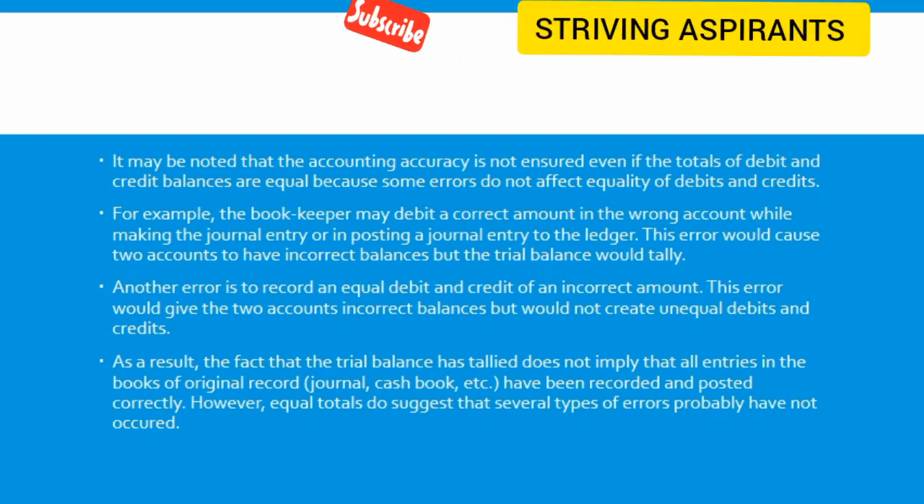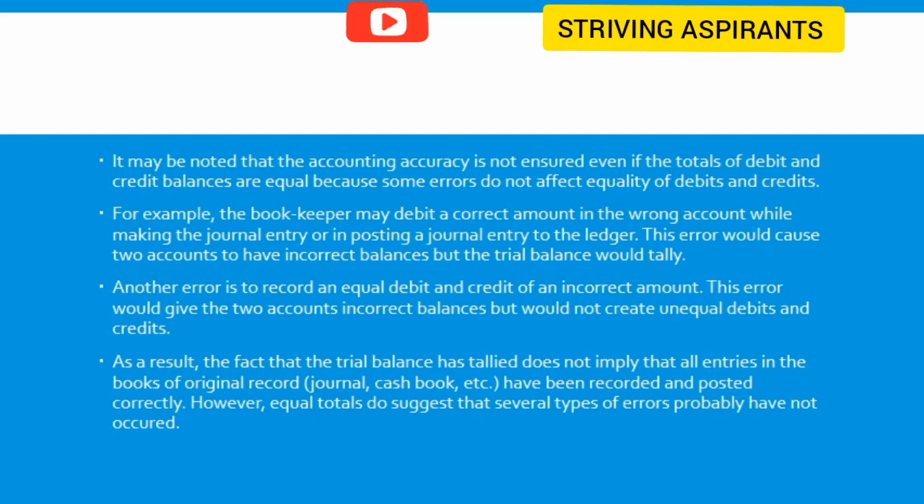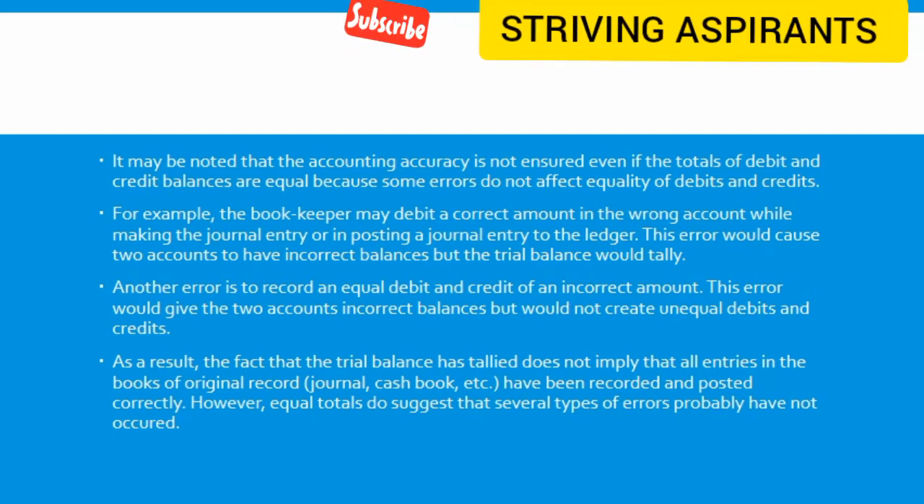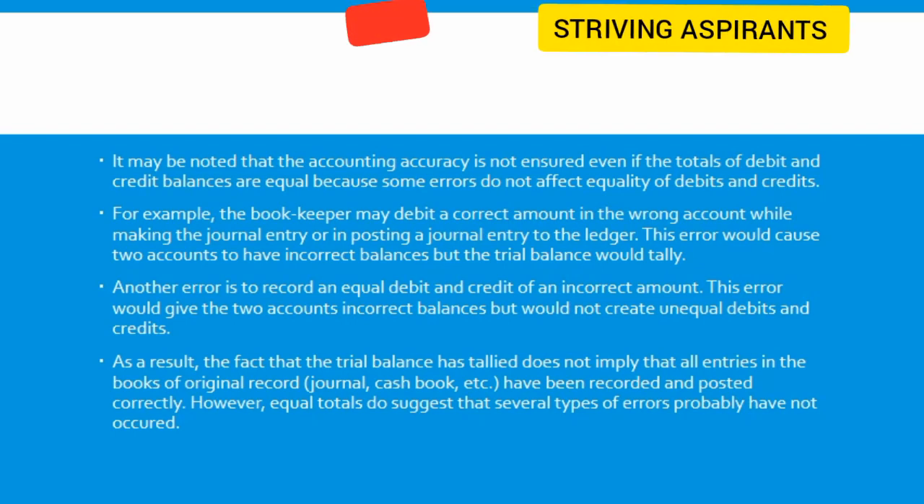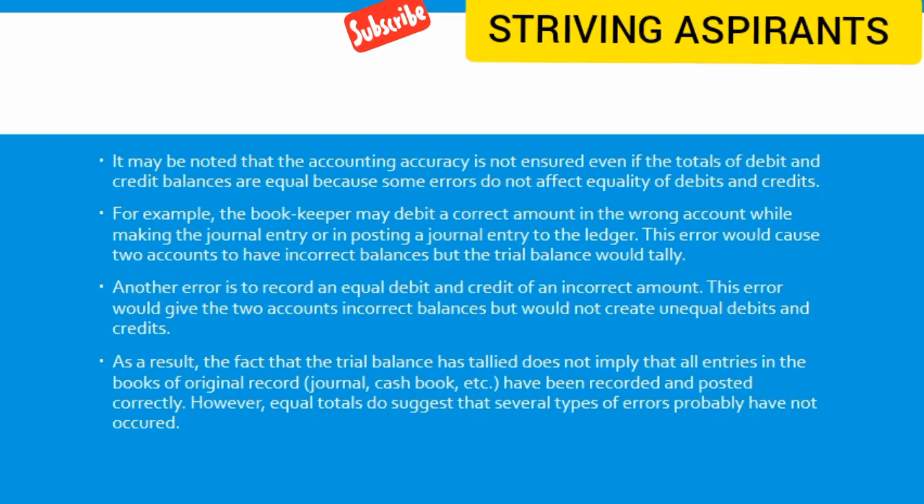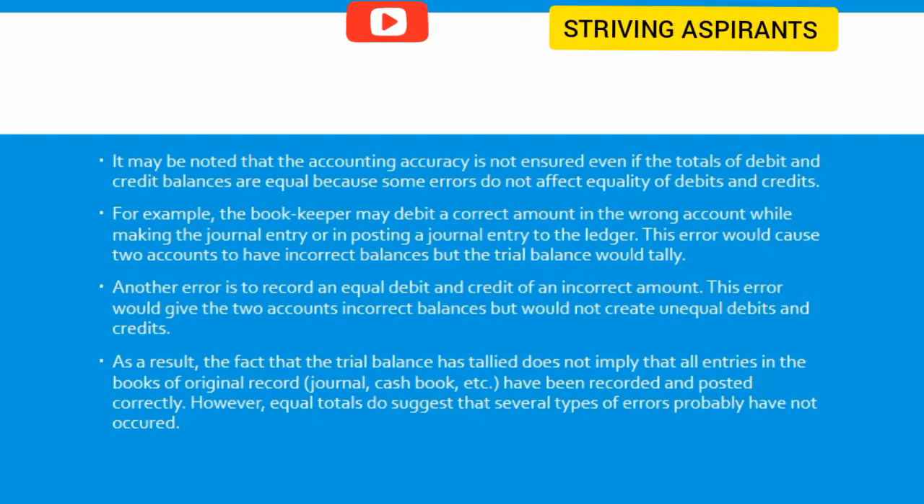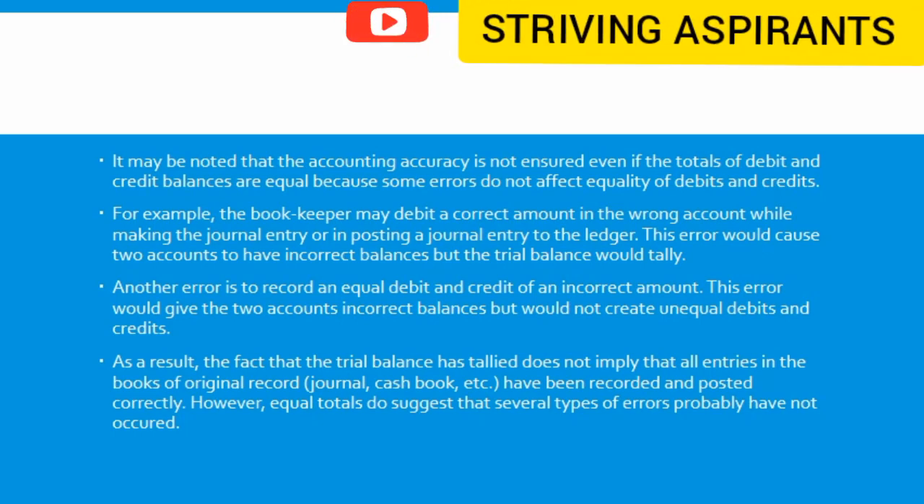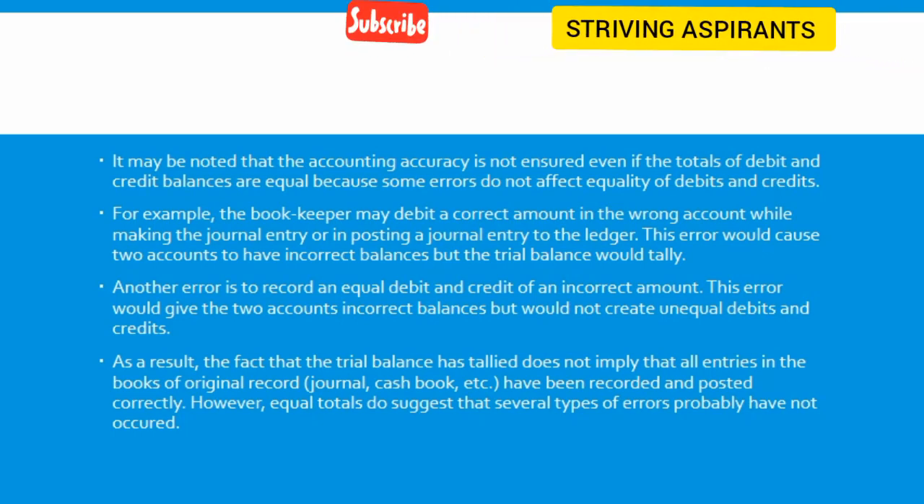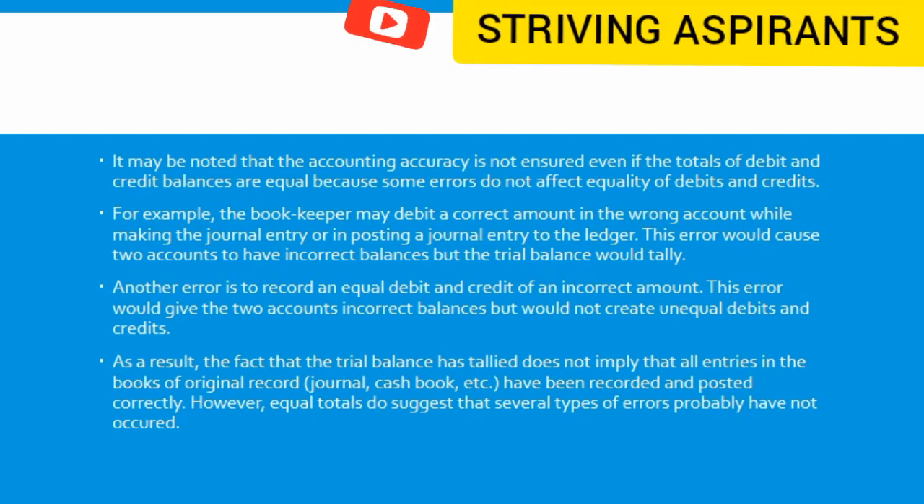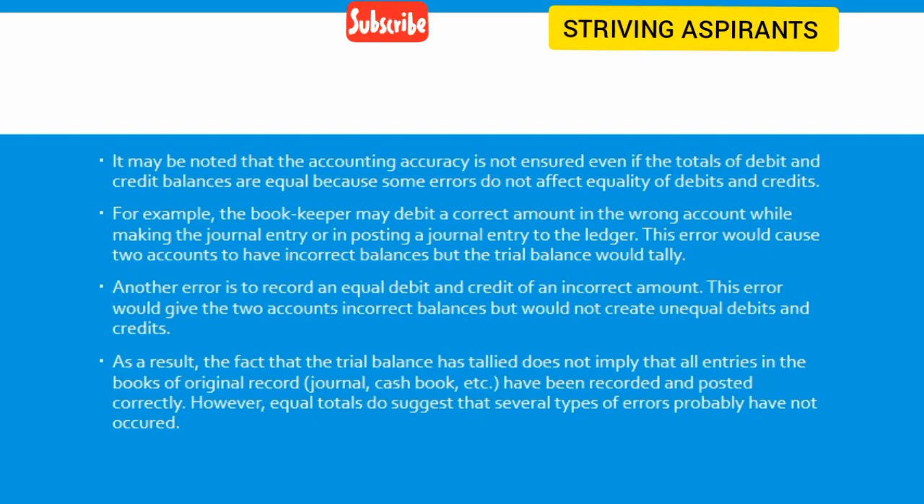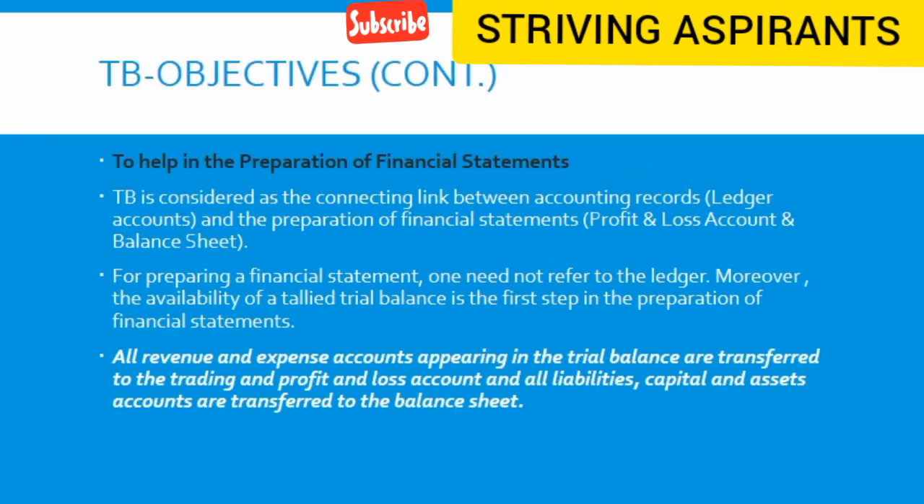However, equal totals do suggest that several types of errors probably have not occurred. So in this case, we have to be careful that these things can happen, and there will be a chance of errors in the account balances. Not only in the case of arithmetical accuracy, there are other acts that can cause errors in the account balances while posting the ledger account balances to the trial balance.